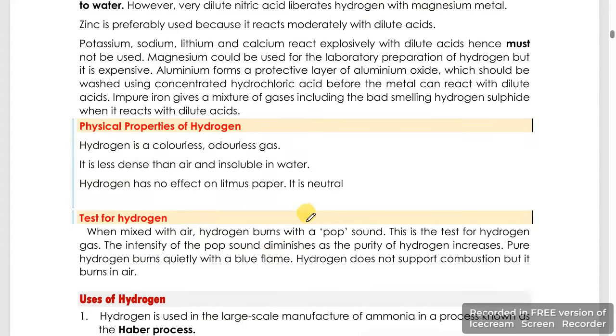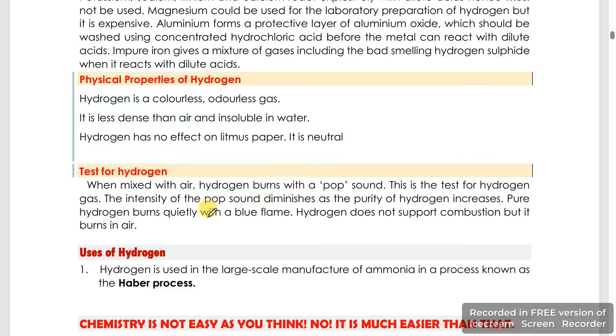How is hydrogen tested? It is important to know that. You introduce a burning splint, which is one that contains a flame. When you introduce it to the mouth of a test tube containing the gas, you will hear a pop sound. That's how it is tested.